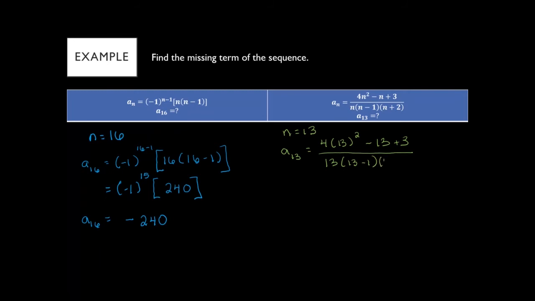I need to make sure I plug it in all of the right places here. And then we evaluate. So on the numerator, I need to do 13 squared, which is 169. And then I'm going to multiply that by 4. I'm going to just do that all in the same step. So that gives me 676. Then I have minus 13 plus 3. Then I've got 13 times 12 times 15 in my denominator.